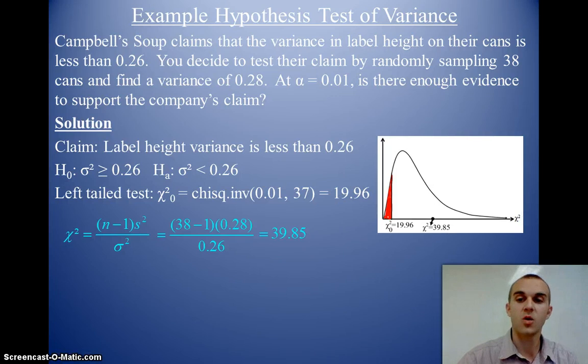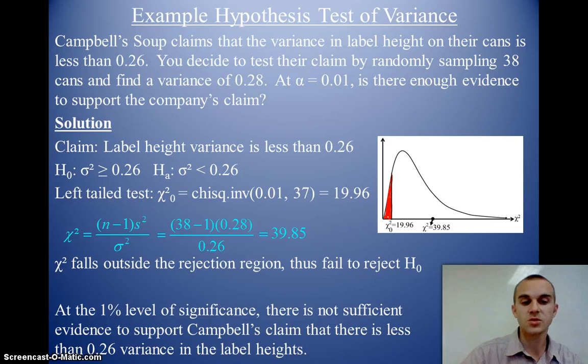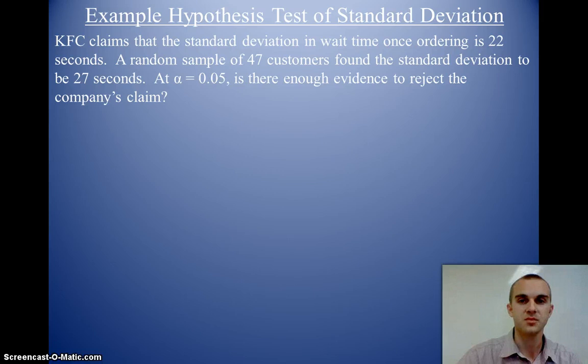Now if I plot that on my graph, I see that that is not in the rejection region. So I fail to reject the null hypothesis. So at the 1% level of significance, there is not sufficient evidence to support Campbell's claim that there is less than 0.26 variance in the label heights.